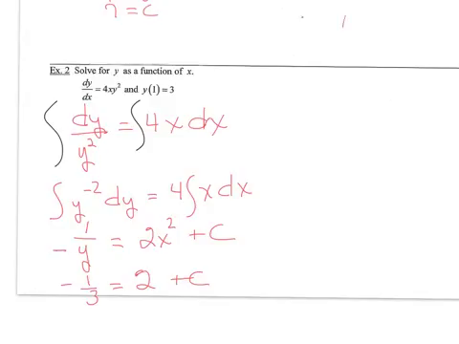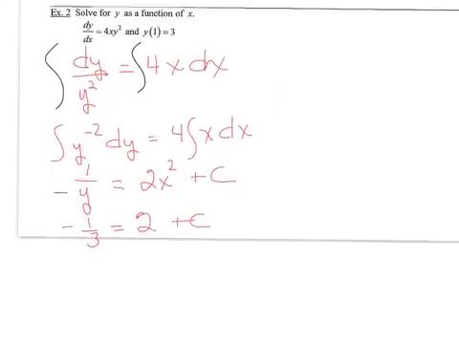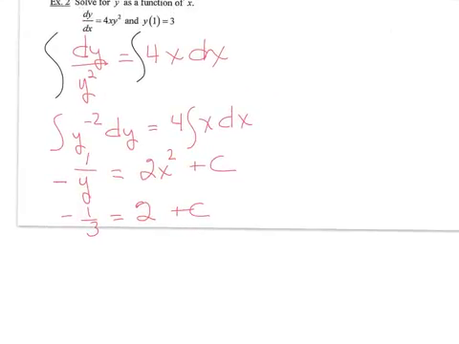and subtract 2 from both sides. How many thirds is 2? 6 thirds. So negative 1/3 minus 6 thirds is negative 7/3, because there's our c. Okay, now we come back and plug it in. We got negative 1 over y equals 2x squared minus 7/3.